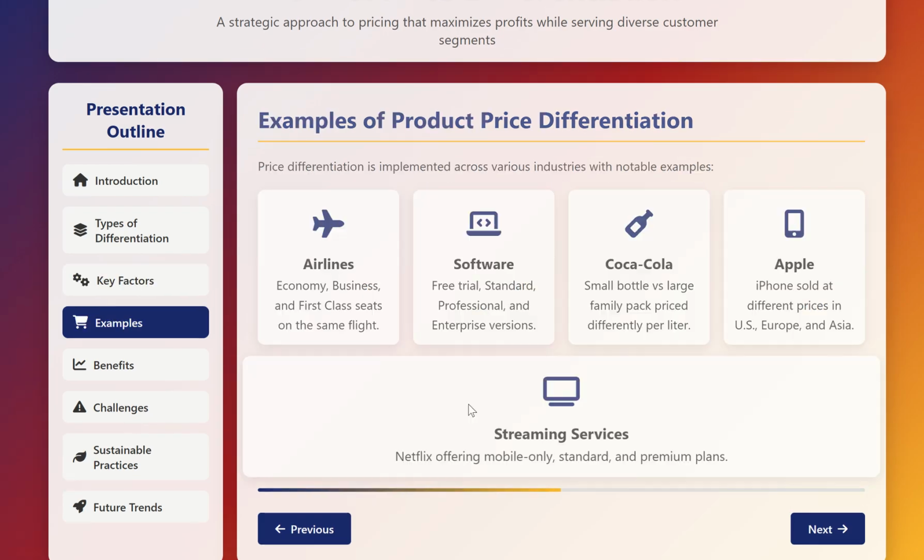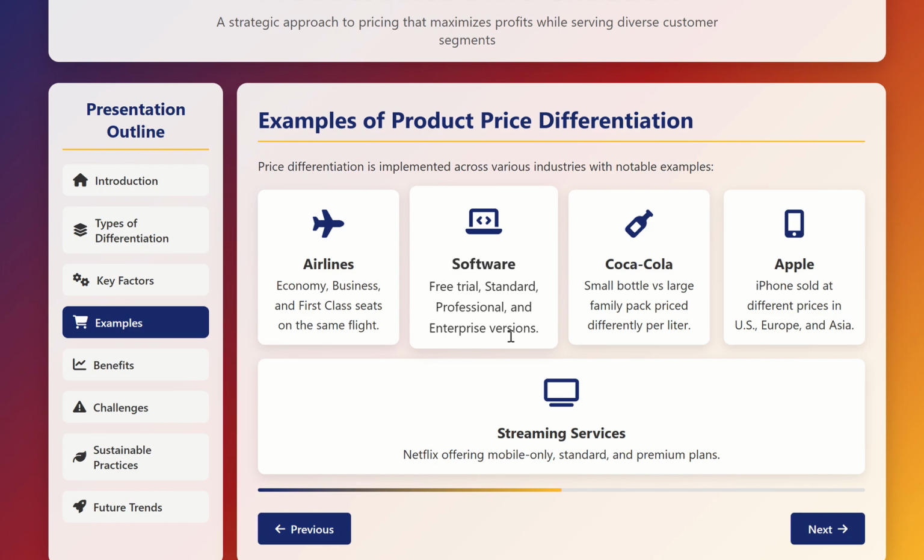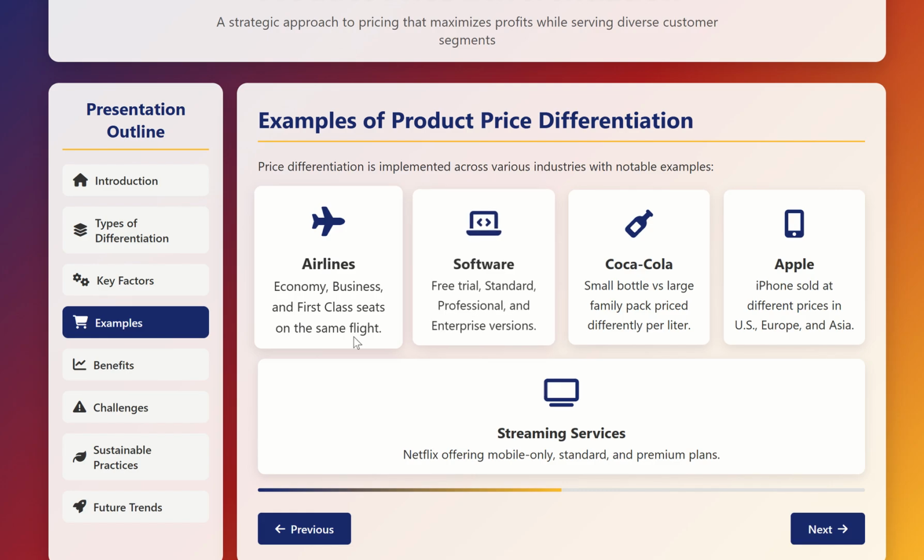Okay, let's look at the examples. Examples of product price differentiation that have been implemented across industries. As I already gave you, we have airlines. In airlines, we have the economy level, the business level, and the first class level. On the same flight, they have seats for economy, seats for business, and seats for first class. So you see the first class is more expensive than the business, and the business class is more expensive than the economy. This is how they differentiate their product.